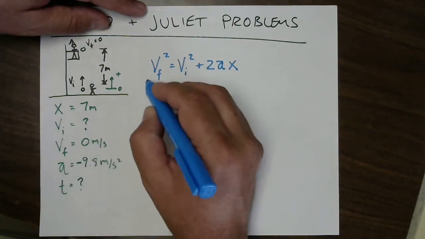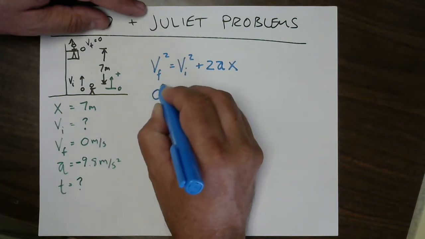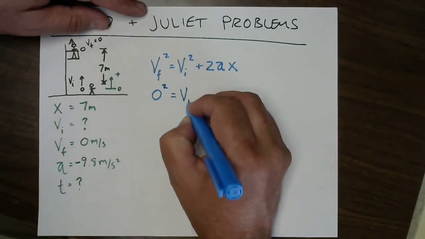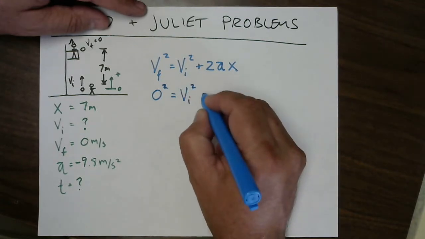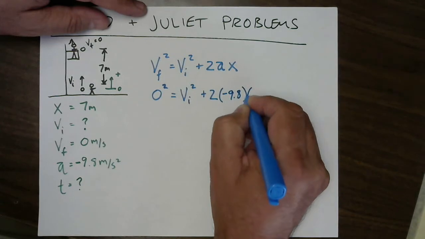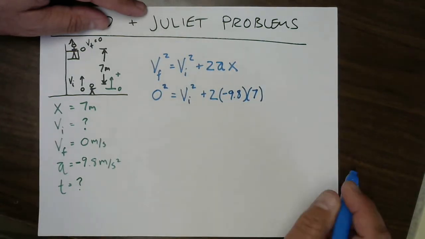We're going to put this information in. VF is 0, and that has to be squared. VI is unknown, so we'll leave it as VI, and that has to be squared. And then we have 2 times negative 9.8 times 7.